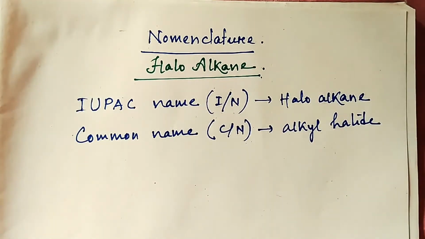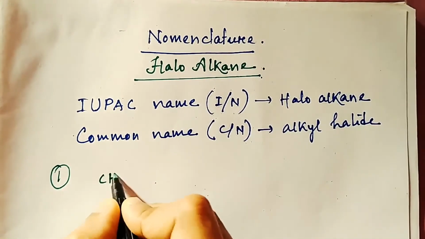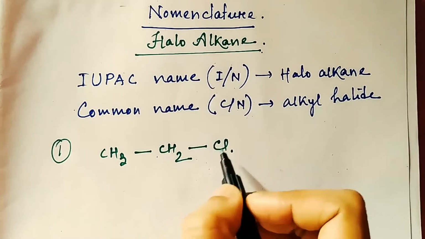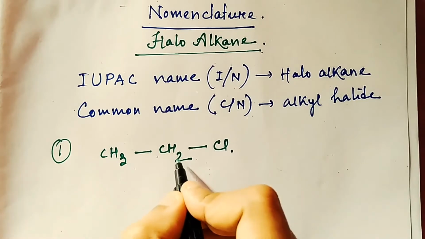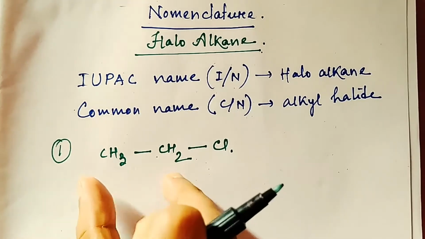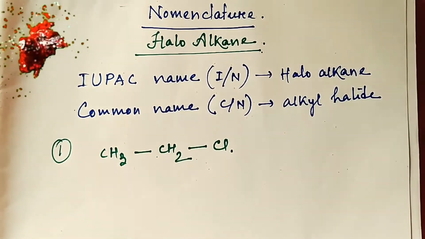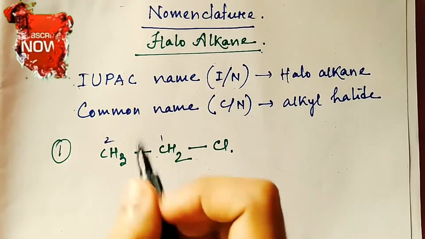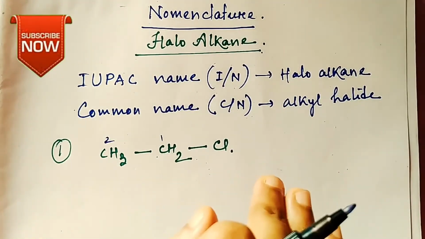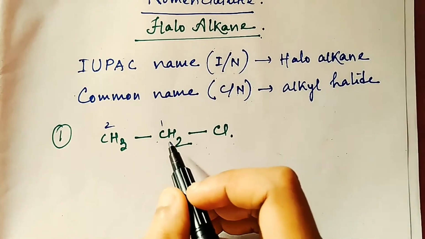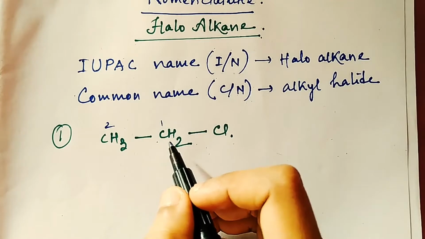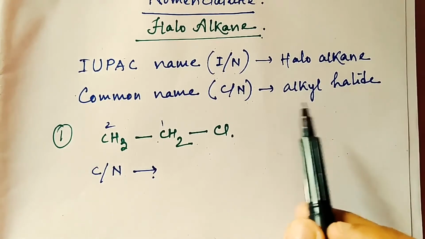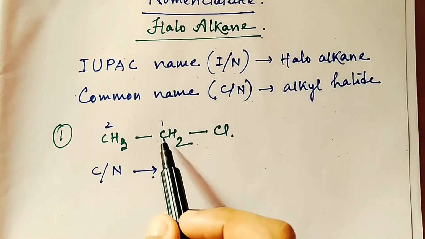Now let's take an example. The first example, suppose CH3 CH2 Cl. Here the halogen part is chlorine and the alkane part is this. In this alkane part you can see two carbon atoms. If you give the number on the carbon atoms, 1, 2. This is a normal linear chain and the chlorine atom is added to the first carbon atom. So the common name of this compound is, first will come the alkyl part, that is this part.